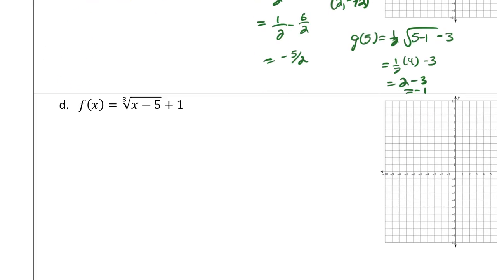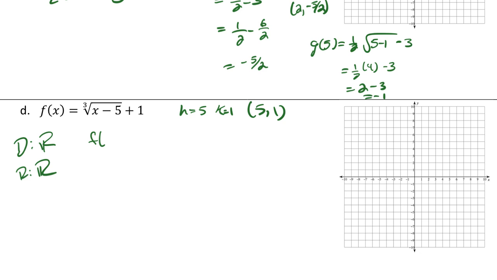The last one, so the next one here, n is odd. So that means that here the domain is all real numbers, the range is all real numbers, and we're going to work with those numbers here. Start with f, right? We know that h is 5, k is 1. So let's mark that point. So let's mark the point 5, 1. 5, 1 is this point here.